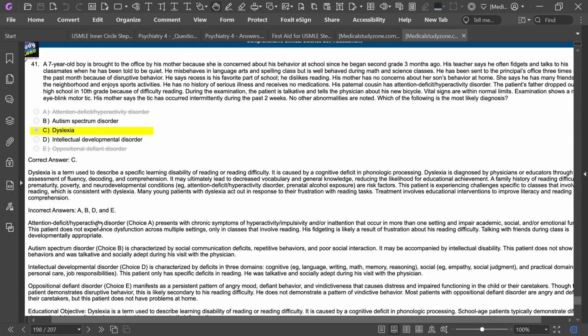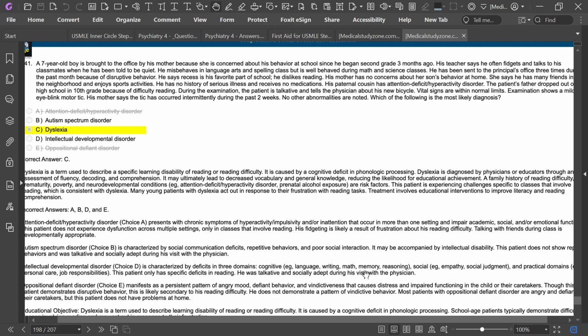Dyslexia is a term used to describe a specific learning disorder, a disability of reading or reading difficulty. It is caused by a cognitive deficit in phonologic processing.